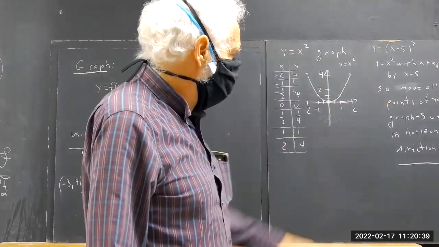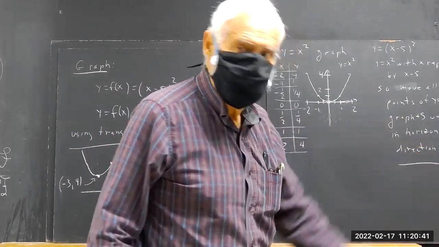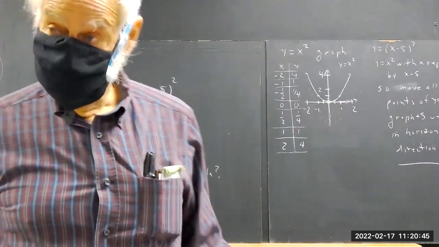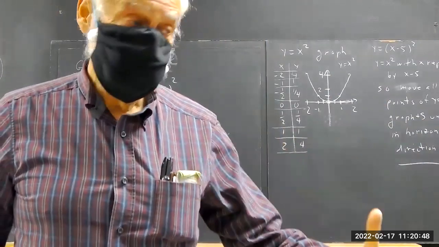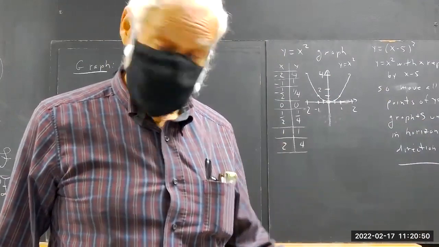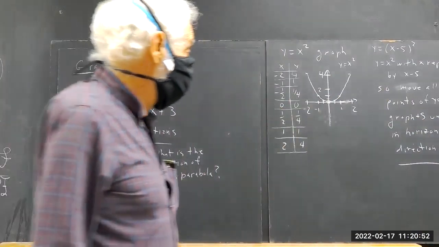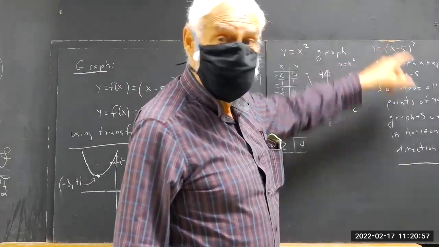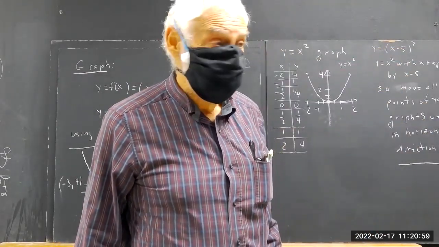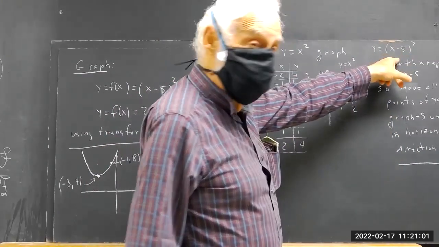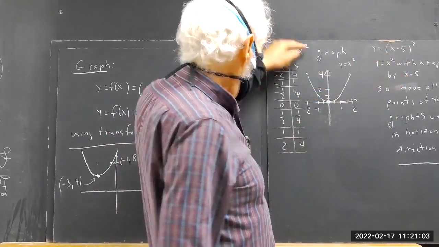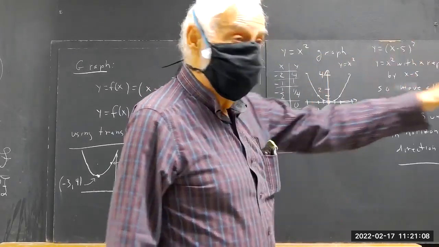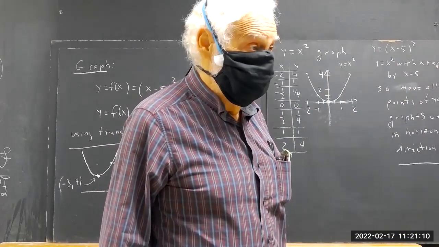You move all the points of the y equals x squared graph 5 units in the horizontal direction. There's a reason for that. Not the simplest reason to understand, but I'll tell you what it is in case you really want to know. In order to get the same y values here, x has to be 5 units bigger, doesn't it? Because you're subtracting 5 from x. If you want to get a value y that occurs in this graph, you're going to have to make x 5 units bigger. Okay?